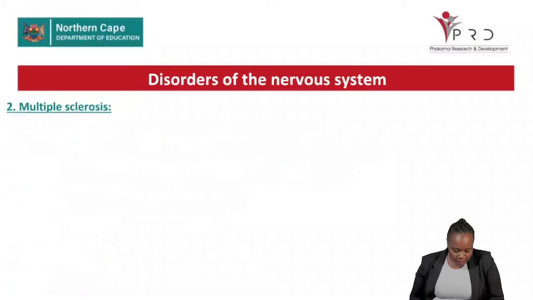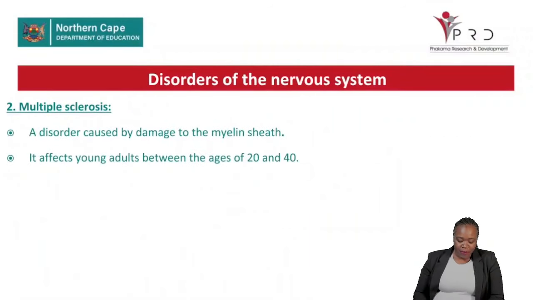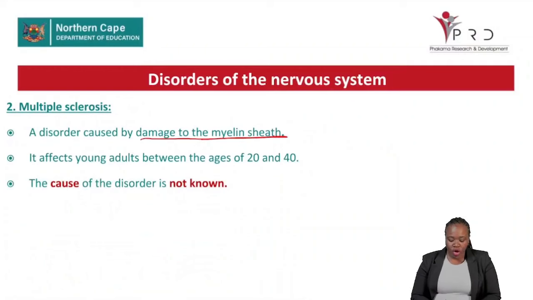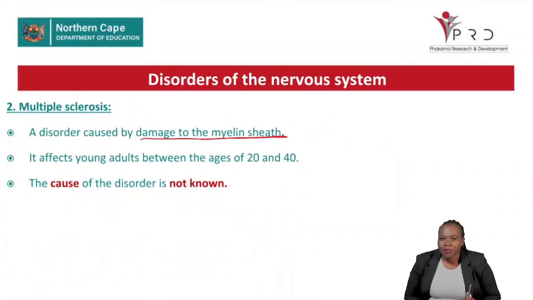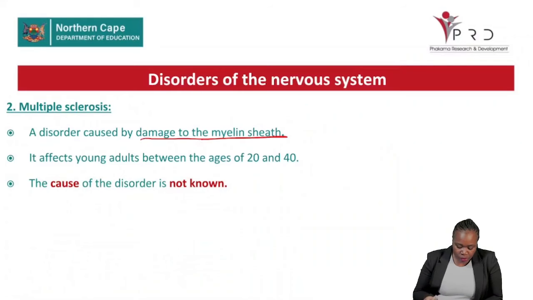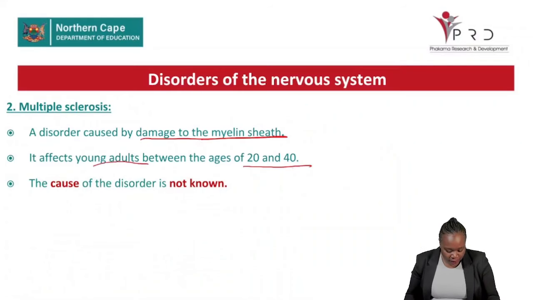And then the second one we have is multiple sclerosis. This is a disorder that is caused by the damage to the myelin sheath. Remember, the myelin sheath insulates the axon, and the axon transmits impulses. And the myelin sheath helps to speed up the transmission of these impulses, right? So this one can affect young adults between the ages of 20 and 40.